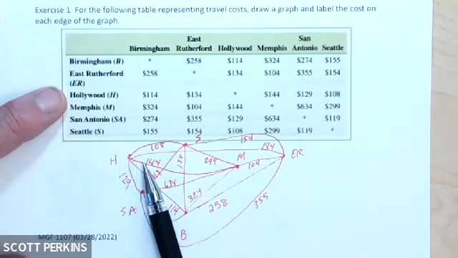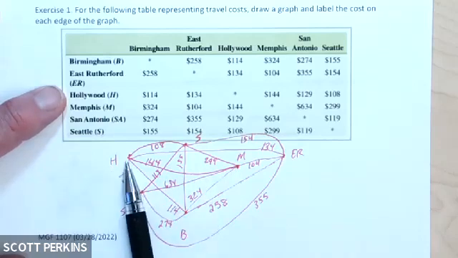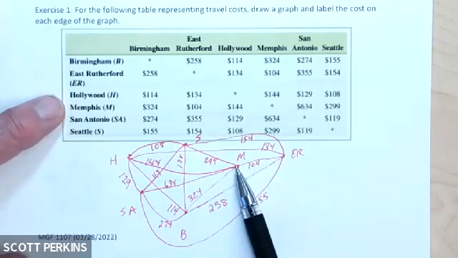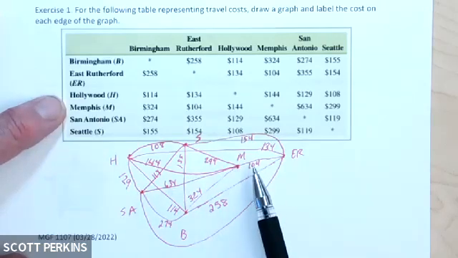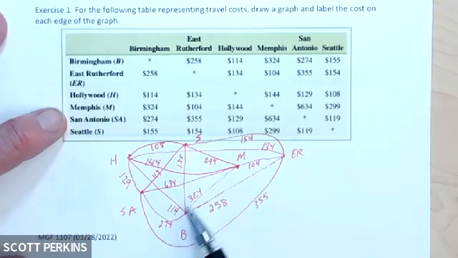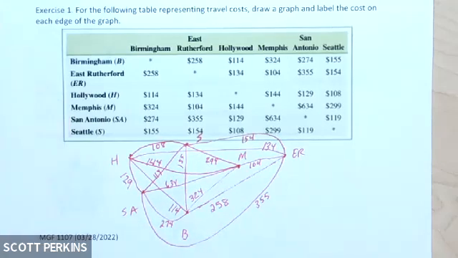Hollywood to Memphis cuts through the middle on my graph. Hollywood to San Antonio is just a short little edge here, and then Hollywood to Seattle cuts the top. Memphis, right here, kind of in the middle, probably not the best place I could have put that. Memphis to San Antonio cuts right through here. And then Memphis to Seattle diagonals up. And then lastly, San Antonio to Seattle just cuts right through the middle.